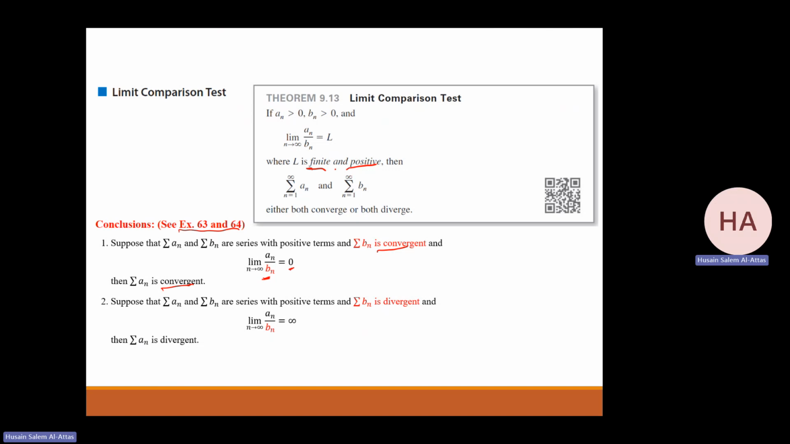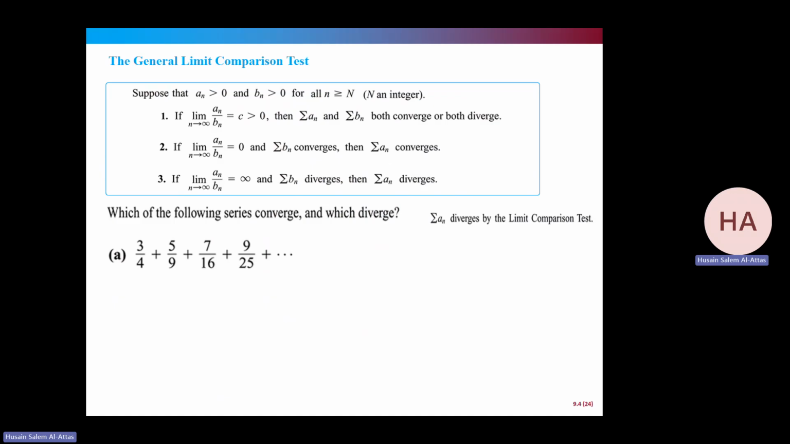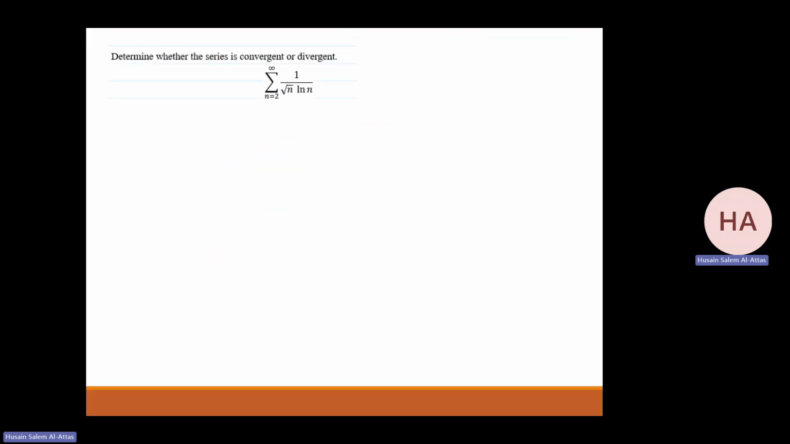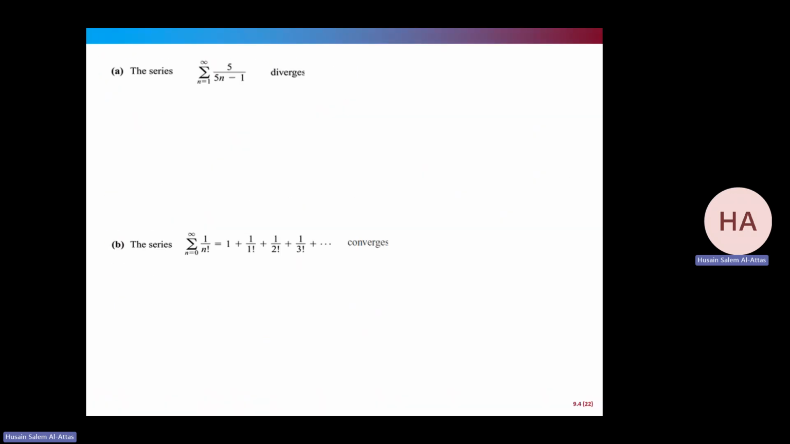What about if we get infinity, because we said the limit must be finite? If I have infinity, then the other way around: if the series of the denominator is divergent, then the series of the numerator is divergent. What about if the series of the denominator is convergent? In this case, I don't know. No conclusion. Okay? Since this is part of the exercises, I will do more examples later in the next video.